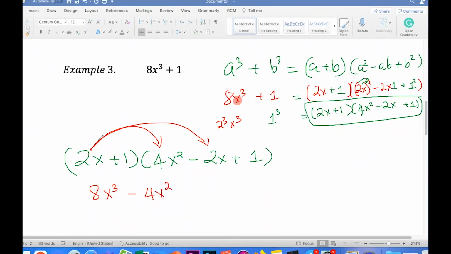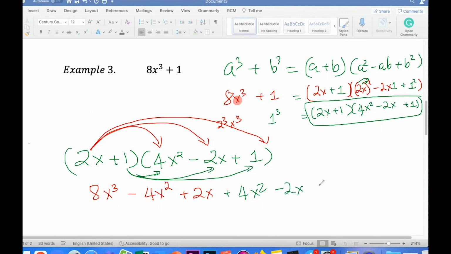How crazy it is. I made the video and I forgot to record. I have to do it again. This is my second time. But we got this. So 2x plus 1 gives you plus 2x. And then I'm going to do 1 times 4x squared, it's the same, so 4x squared. 1 times minus 2x gives you minus 2x. And then 1 times 1 just gives me 1.